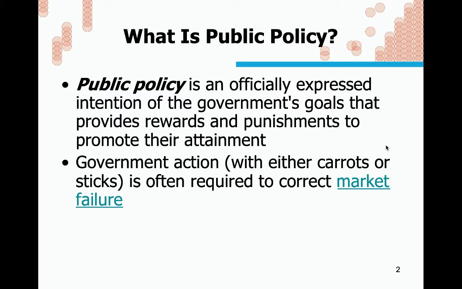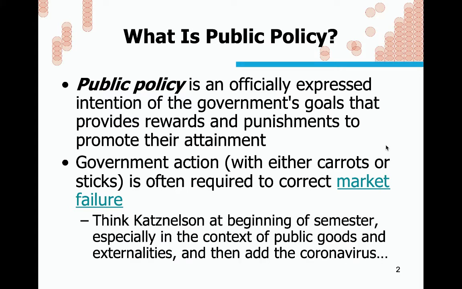And inequality itself is a type of market failure, which is something that you've just watched a film about, hopefully, Inequality for All, right? So governments, not just the U.S. government, not just the state of California, but all governments all across the world intervene in the economy a lot more than a lot of our free market loving friends seem to think about. But anyway, so think Katznelson at the beginning of the semester, really throughout the text, especially in the context of public goods and externalities, and then add the coronavirus, right? So, the government definitely has tried to intervene, and governments around the world, to varying degrees of success, have tried to intervene in the market to address the coronavirus, right?